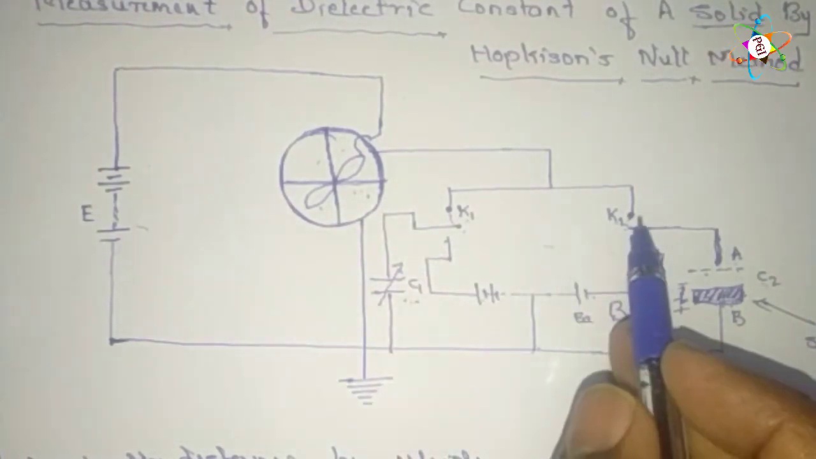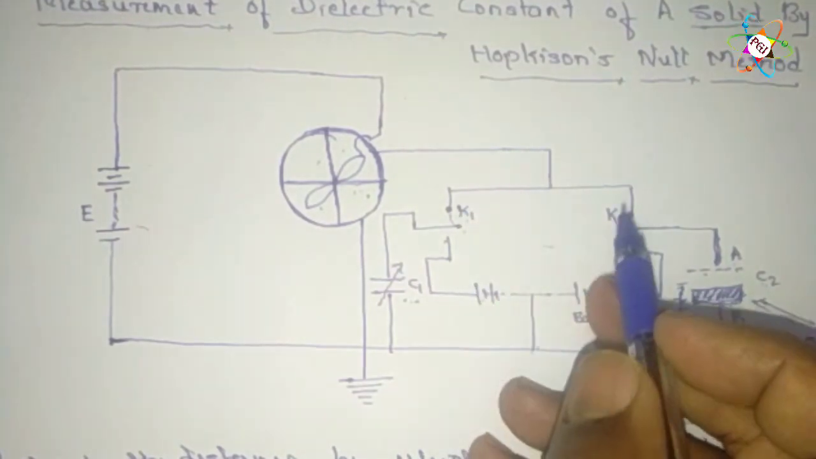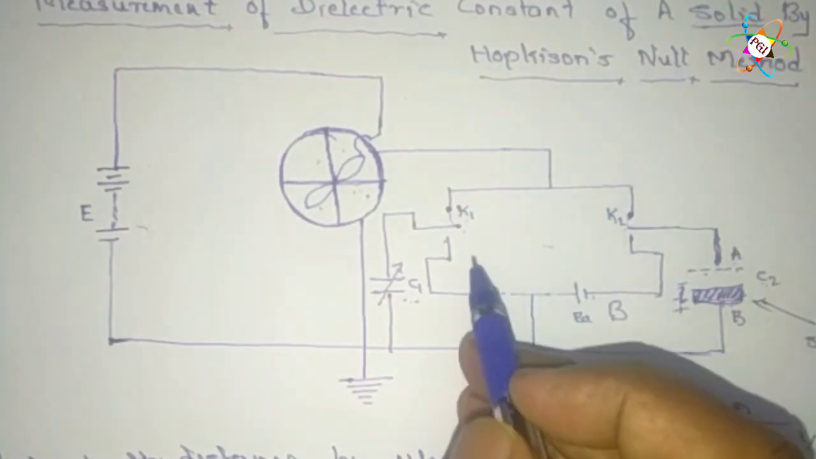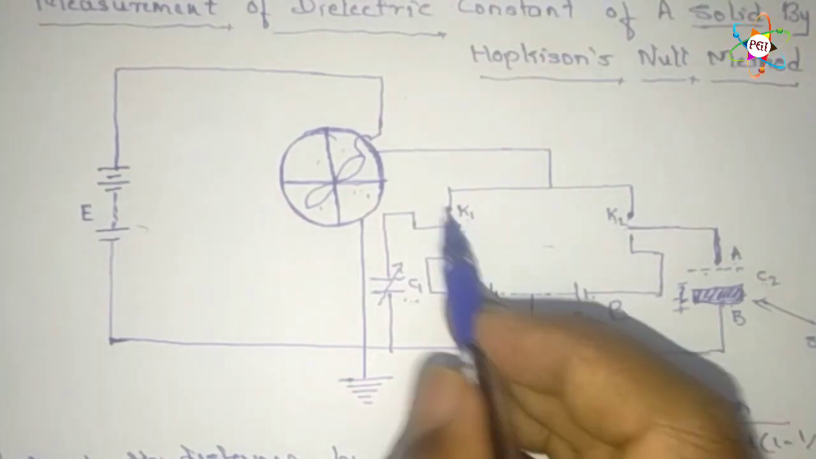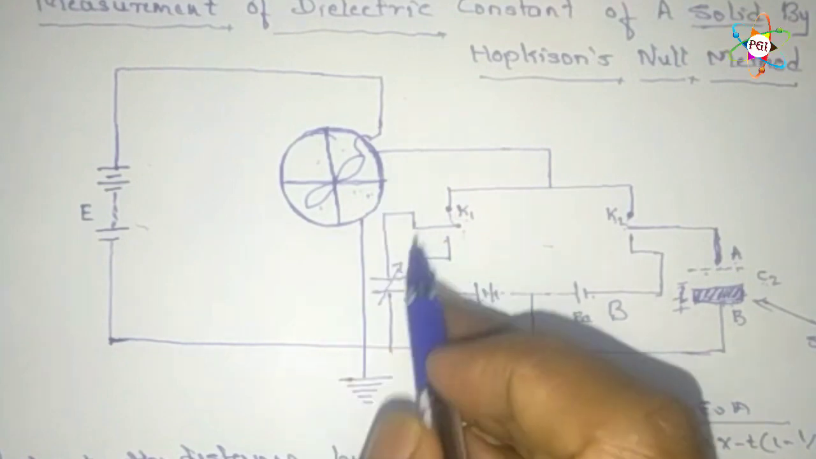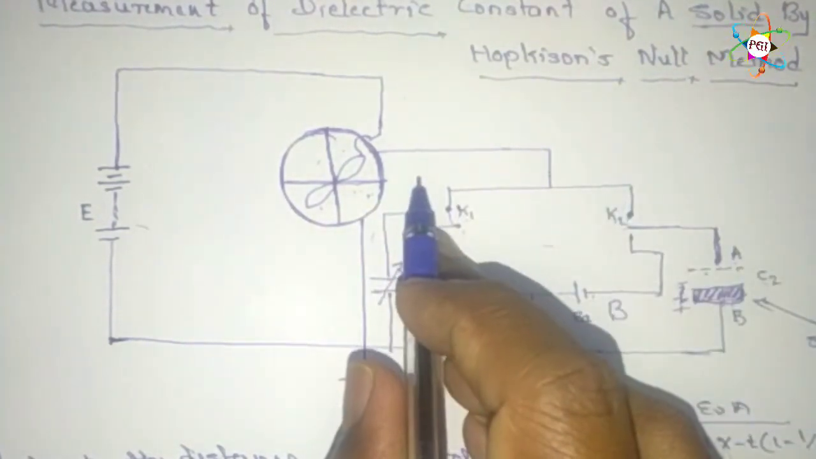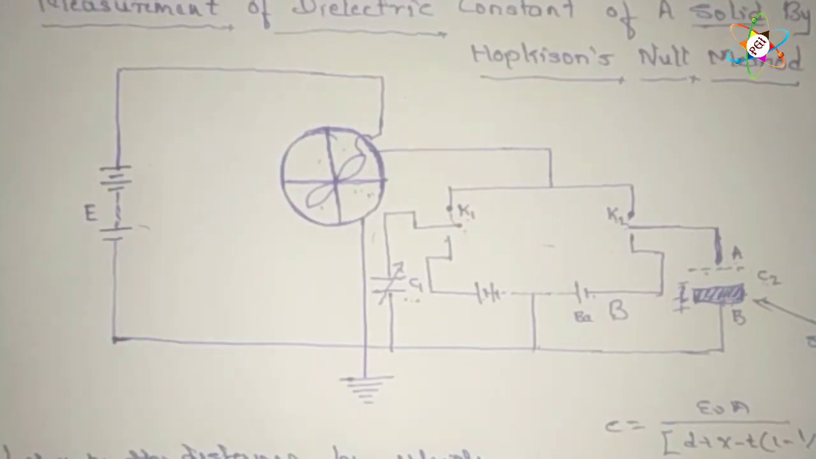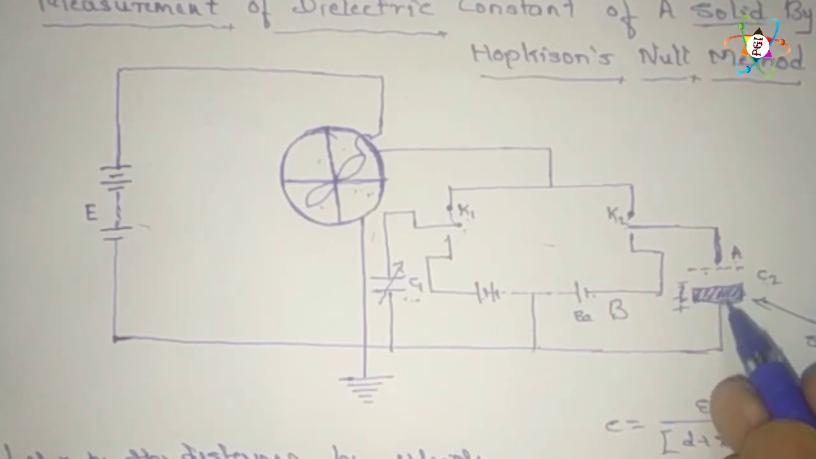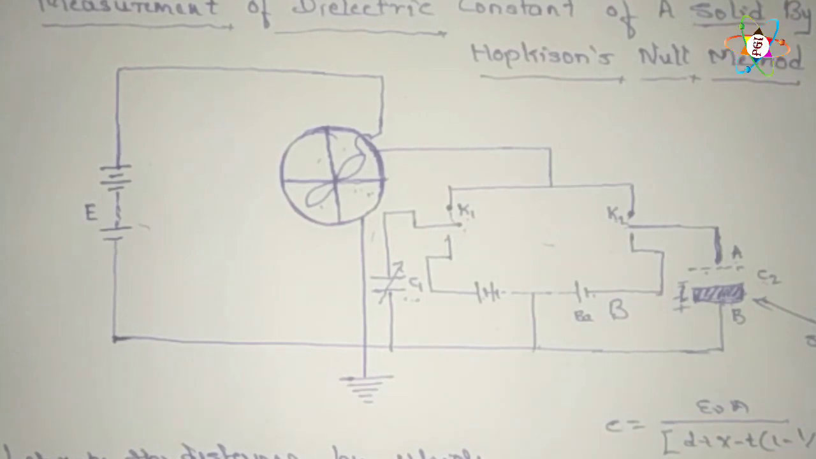When K1 and K2 are raised, such that C1 and C2 are connected to the electrometer, we have to consider the derivation. So first, we consider x as the distance by which the plate B is moved. How much distance the plate is moved is considered as x.